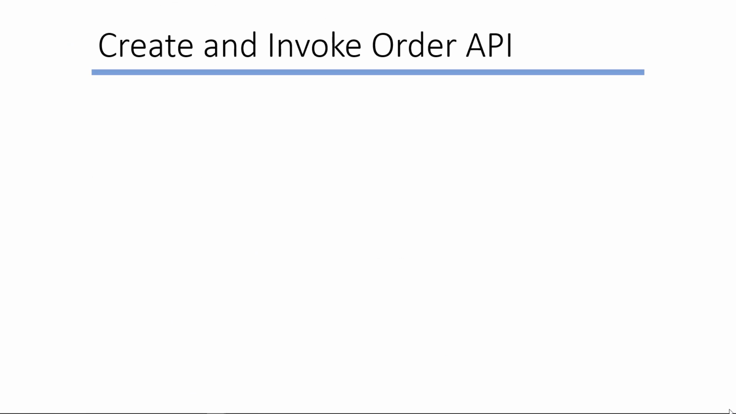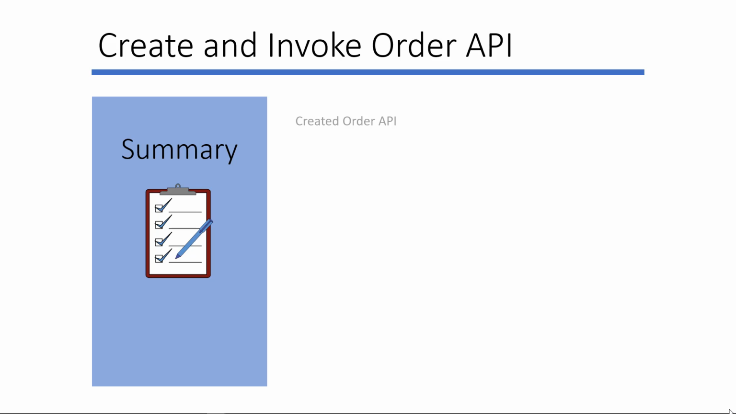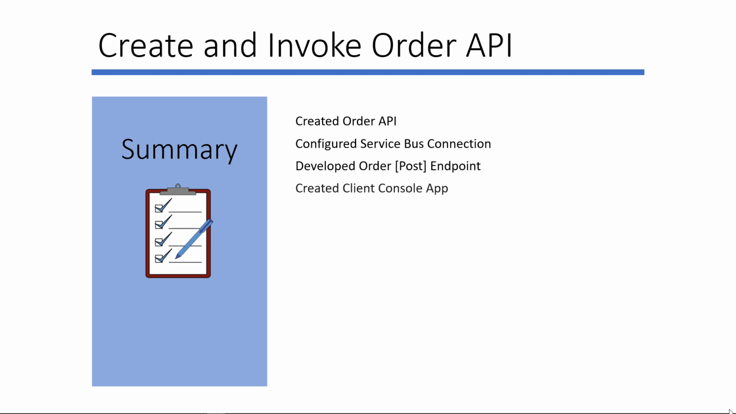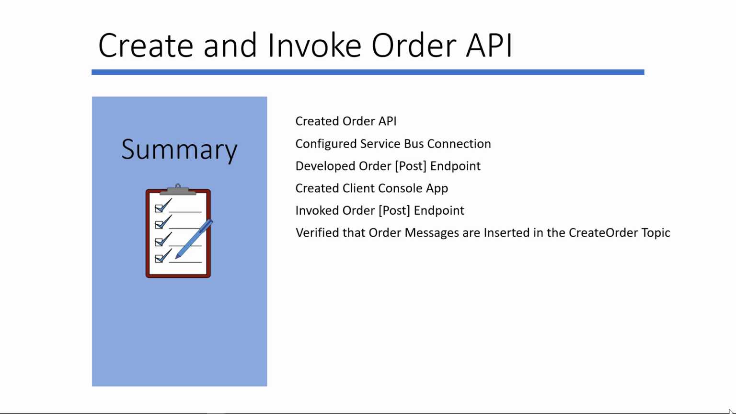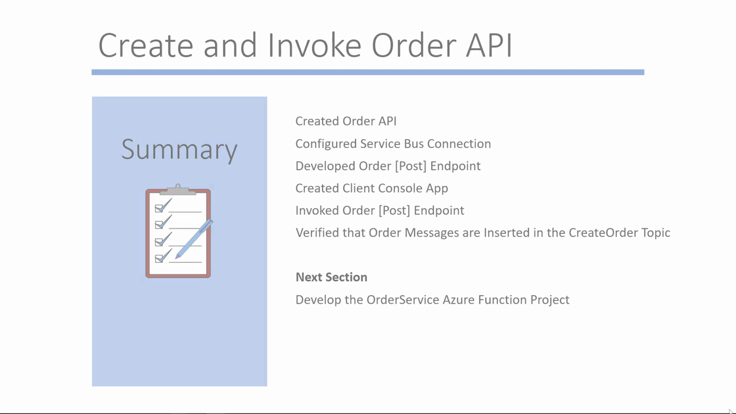So let's summarize what we have accomplished in this section. We created the order API. We configured the connection to the service bus. We developed the order post endpoint. We created the client console app. We invoked the order post endpoint from the client console app. And we verified that the order messages are inserted in the create order topic. In the next section, we will develop the order service Azure Function project.